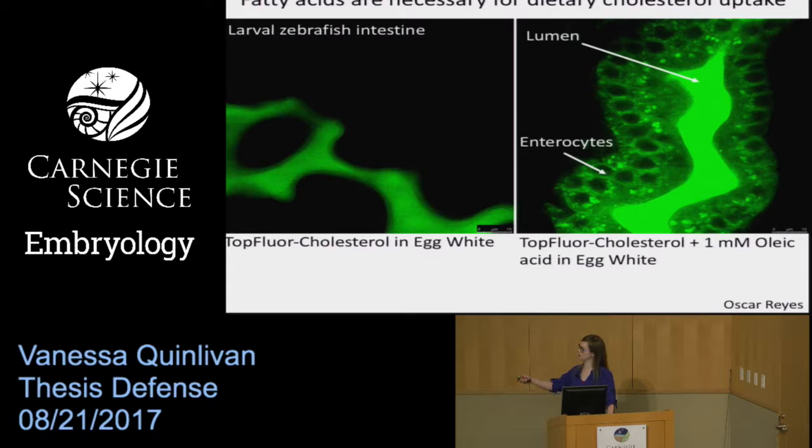So this is the intestinal lumen of a larval zebrafish that's been fed Top Fluor, which is another fluorescent tag labeled cholesterol in egg white, which doesn't contain any fatty acids. And all of the fluorescence is just sitting in the intestine. It's not getting absorbed by the enterocytes. But when he feeds fluorescent cholesterol with a small amount of oleic acid, which is a monounsaturated fatty acid, then we see cholesterol signal getting into the enterocytes, so it's being taken up.